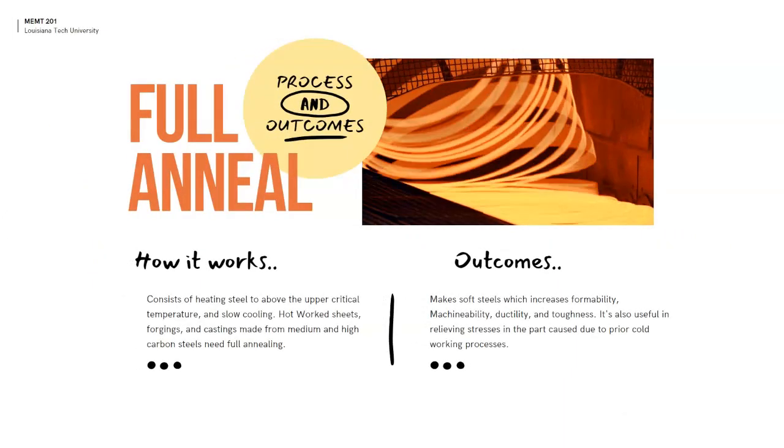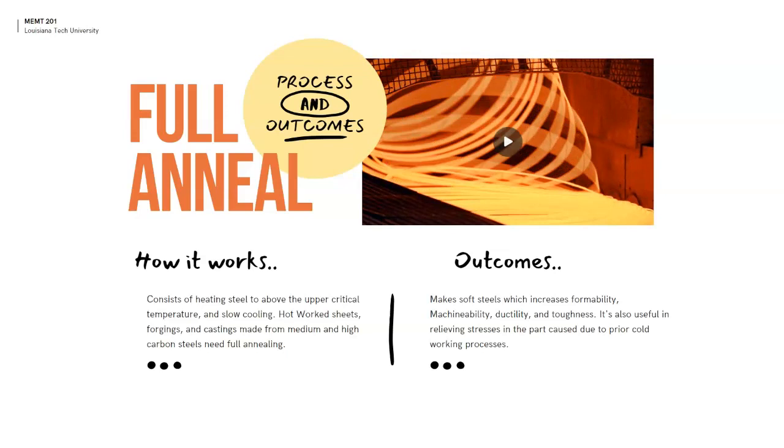First up is full annealing. This process includes heating steel to above the upper critical temperature and slowly cooling. Most commonly used for hot work sheets, forging, and casting, made from medium and high carbon steels. Full annealing makes soft steels, which increases formability, machinability, ductility, and toughness.